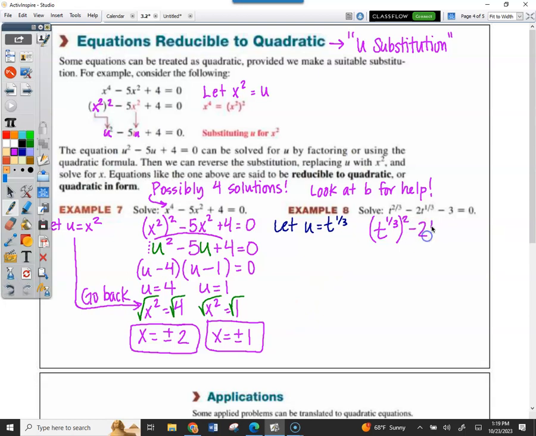I'm going to bring this down and just write it exactly how I see it. And now I see t to the 1/3 right here, and I see it right here. And this square comes down, minus 2 minus 3 equals 0. Do you see how I did that? Good job.